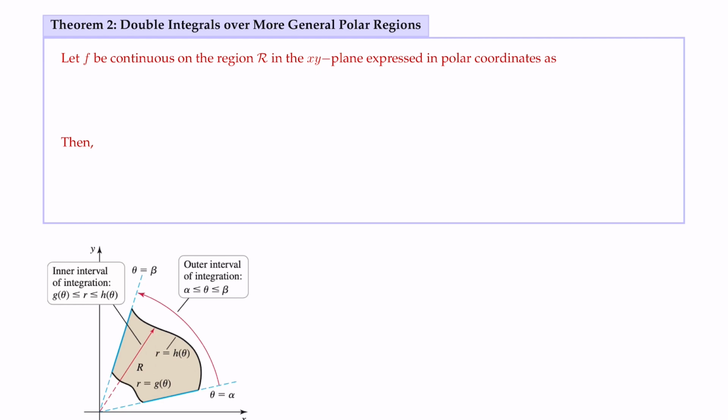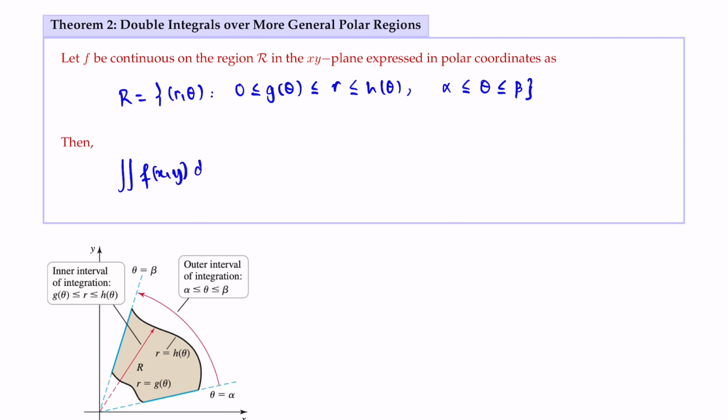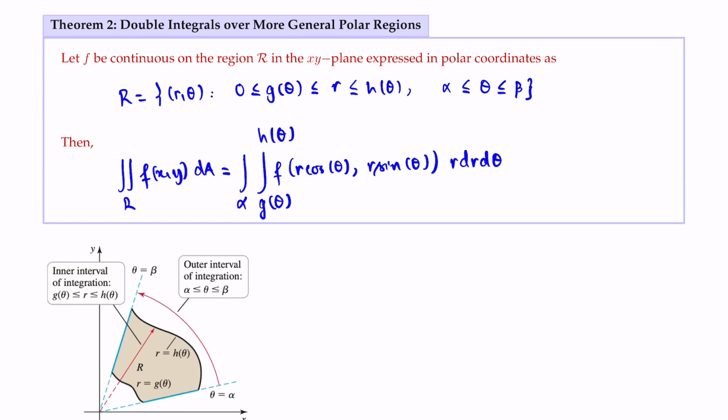Let f be continuous on the region R in the xy plane expressed in polar coordinates as R equal to the set of points (r, theta) such that r is bounded between g of theta and h of theta, and theta is bounded between alpha and beta. Then the double integral of f of x, y dA over the region R can be written as the double integral of f of (r cosine of theta, r sine of theta) times r dr d theta, for r bounded between g of theta and h of theta, and theta bounded between alpha and beta.